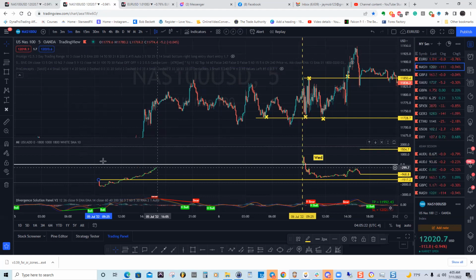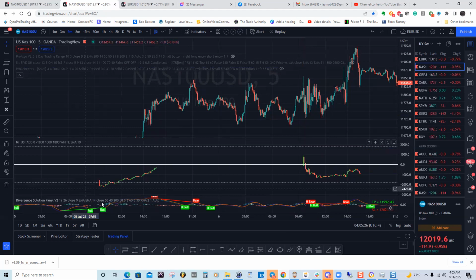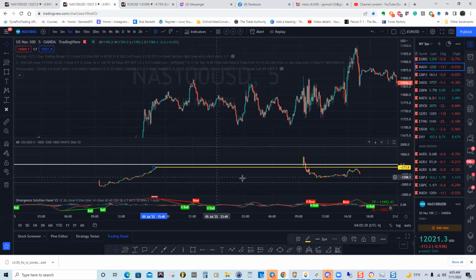So let me get rid of all the lines. So this is Tuesday, the 5th, right after July 4th. So it closed here, right? The green is top, closed right there, boom. And where did it open up? It opened up here. So closed there and opened up here.